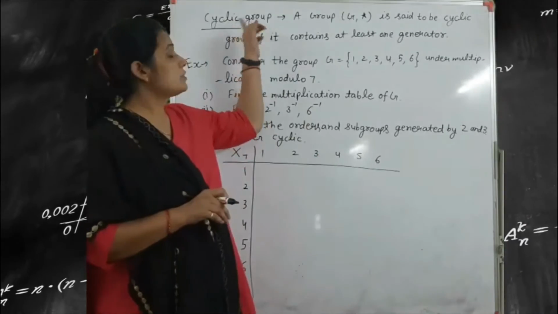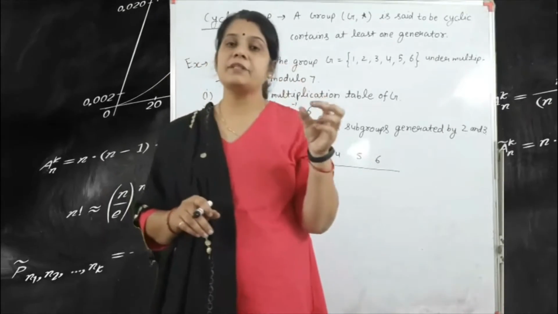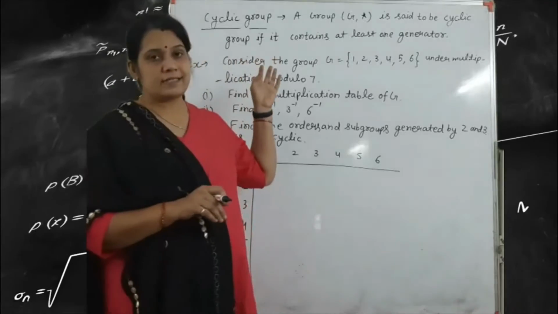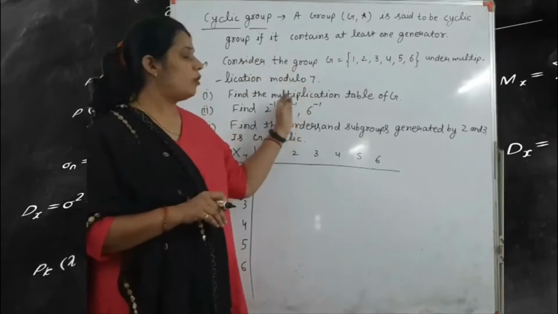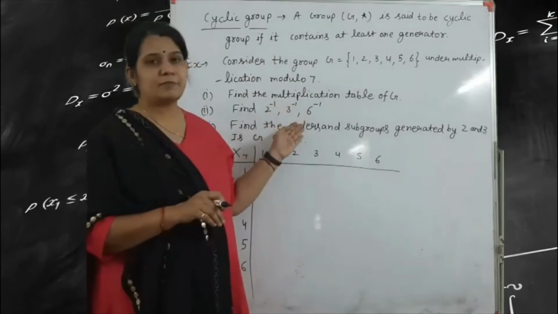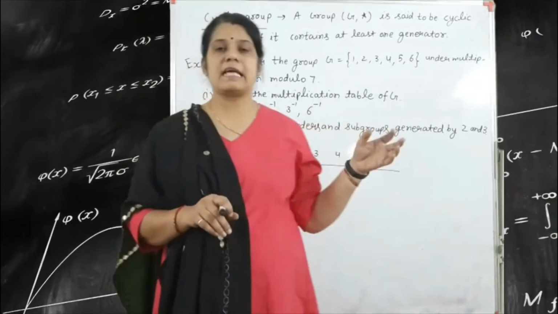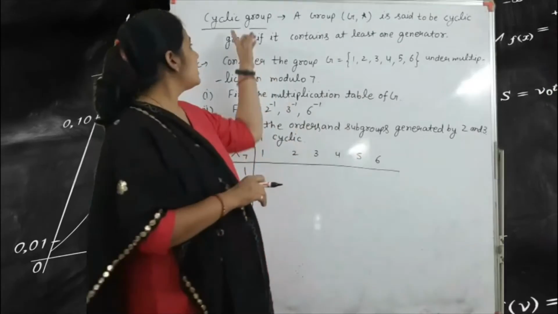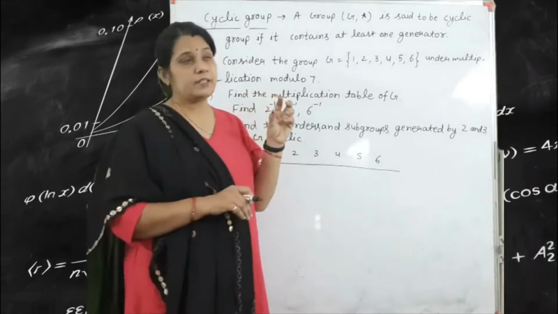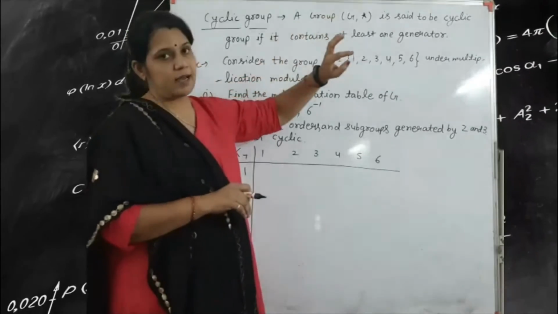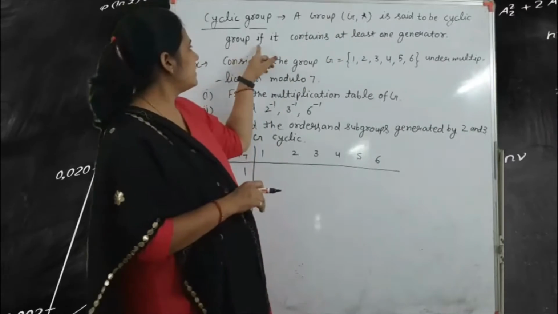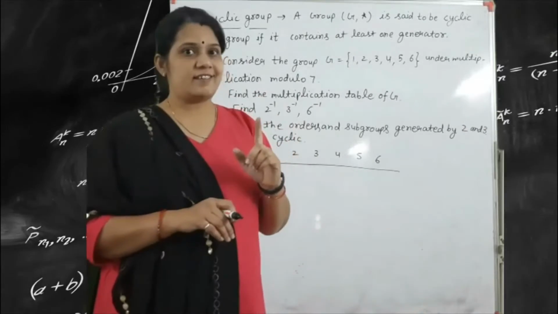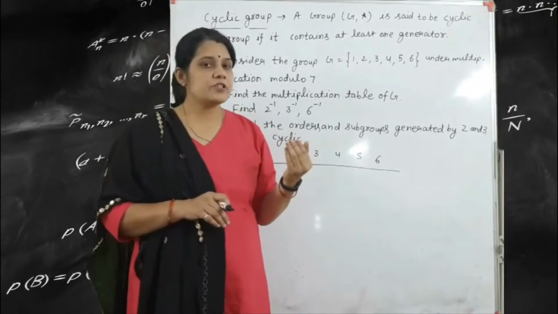So today's topic is the cyclic group. With the help of this cyclic group and generator, we take one example and find all these values, that means the multiplication table, the inverse, the subgroups, the order and the cyclic group. Here is the definition of the cyclic group: a group G star is said to be a cyclic group if it contains at least one generator.